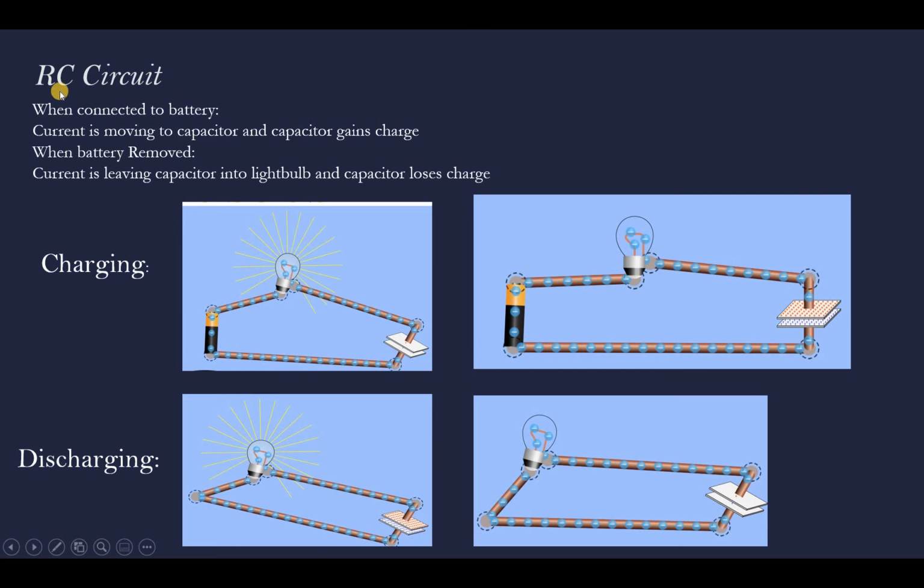And then our second part of the lab, where we created an RC circuit. First we charged up our capacitor, and when it is charging up, the current is moving to the capacitor and the capacitor gains charge. Then we take out the battery, and now the capacitor is discharging, and current is leaving the capacitor into the light bulb, and the capacitor loses charge.